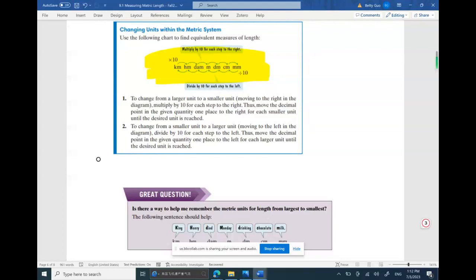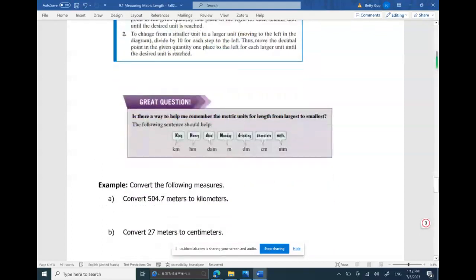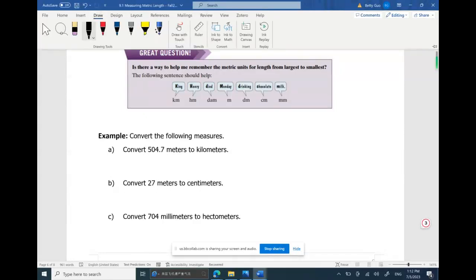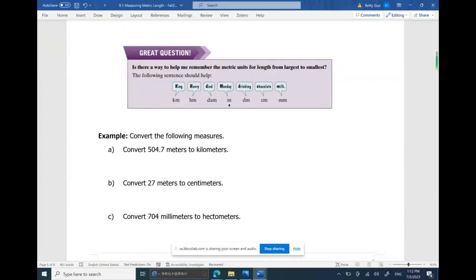Let's see how we use this diagram that I had in yellow to convert units within the metric system. Part A, convert 504.7 meters to kilometers. As you can see, this is meters and this is kilometers. So we go from meters to kilometers, to the left 3 times.